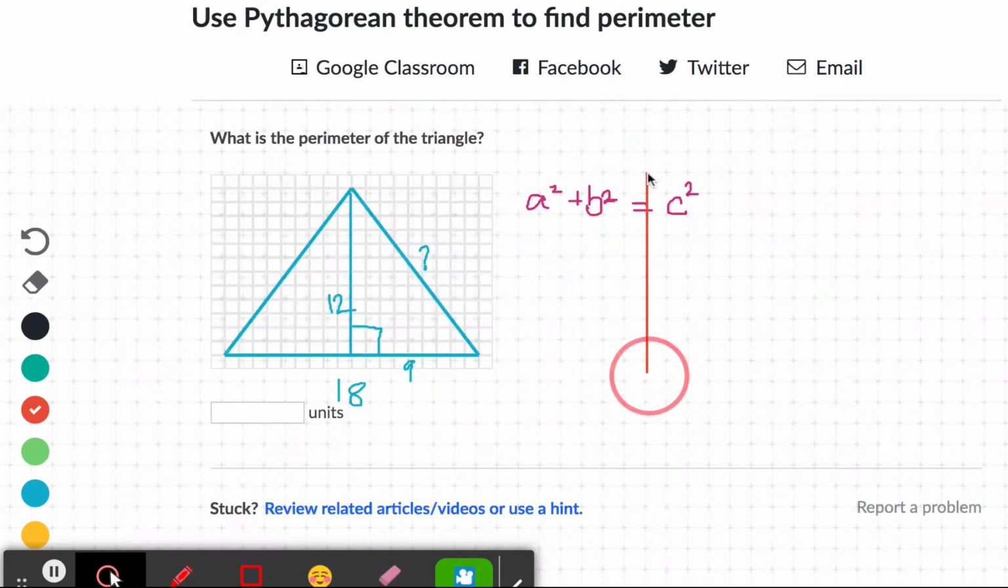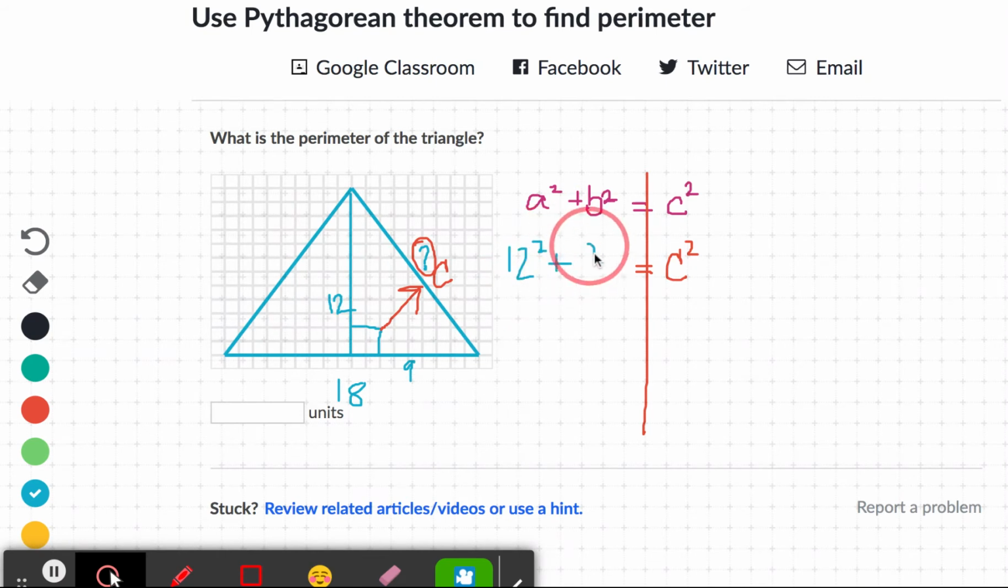So I'm trying to solve, but what am I trying to solve for? Well, I can see across from my right angle, this is going to be my hypotenuse, and I don't know what it is. It is my missing value. So I'm going to leave c squared as just c squared. I don't know what that is. However, I can fill in these numbers. I've got 12 squared plus 9 squared.